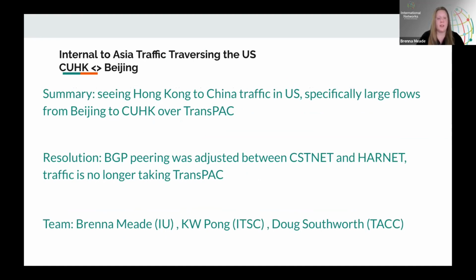Another example, we had internal to Asia traffic traversing the US. So we had CUHK to Beijing, passing through the US over Transpac, and they were pretty large flows. So we worked with CSTNet and HARNet to adjust the peering between those two networks so that the traffic was no longer taking Transpac. Once again, improving performance just in terms of round trip time and latency. So the team for that is listed below.